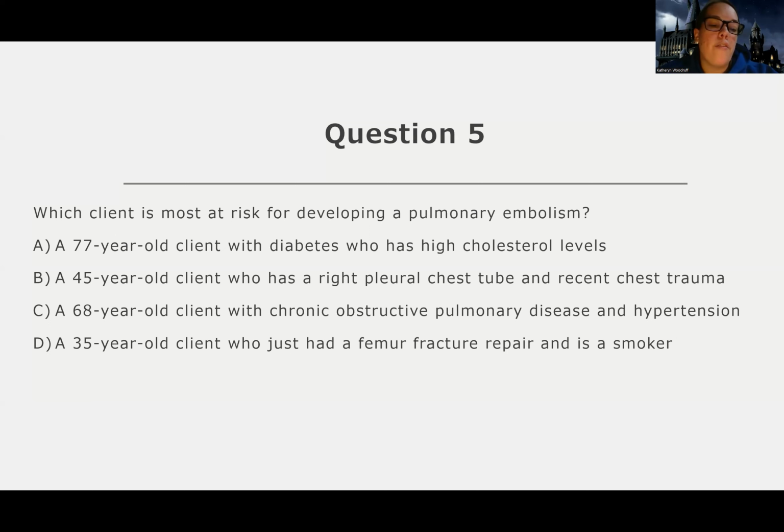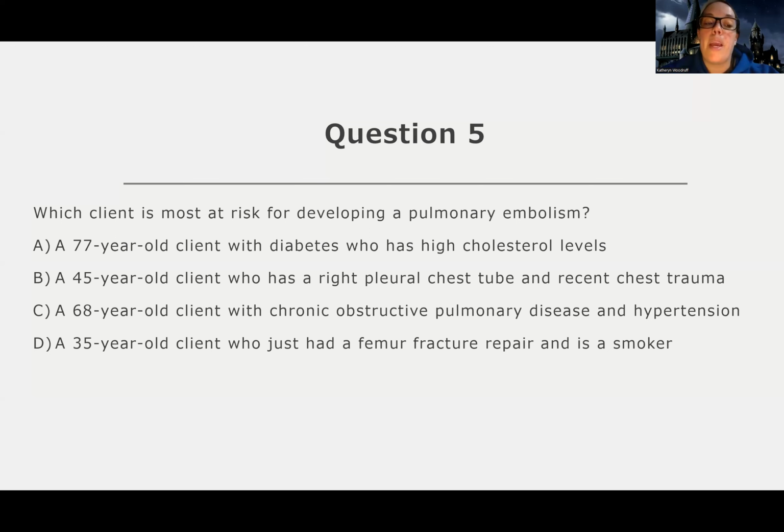So the last one is a 35-year-old client who just had a femur fracture repair and is a smoker. So I know for sure smokers are more at risk. That's one. And then if they just had a femur fracture repair, they've had a bone surgery. And when people have had bone surgery, especially hip or femur, they are higher risk for throwing a clot, which could become a pulmonary embolism.